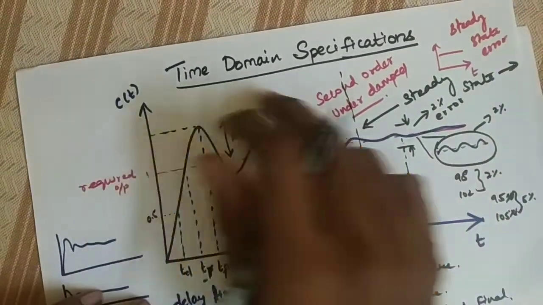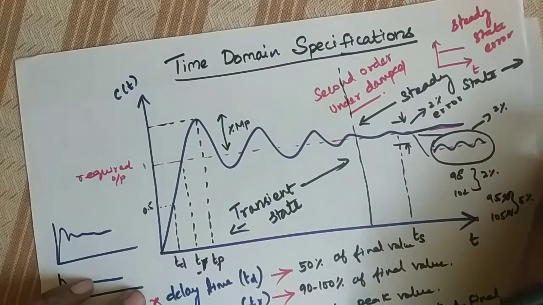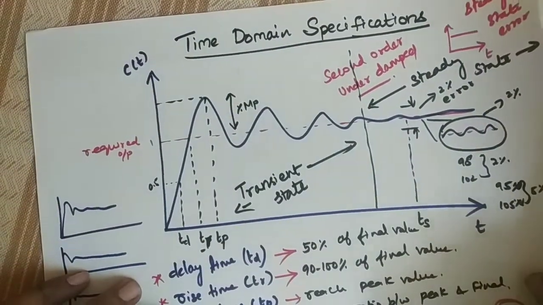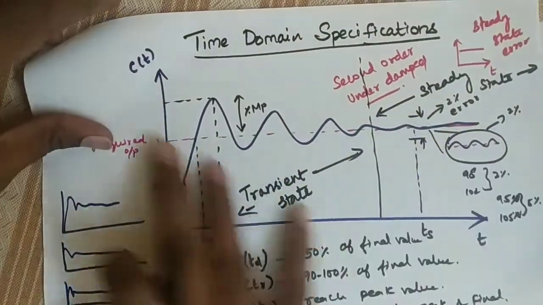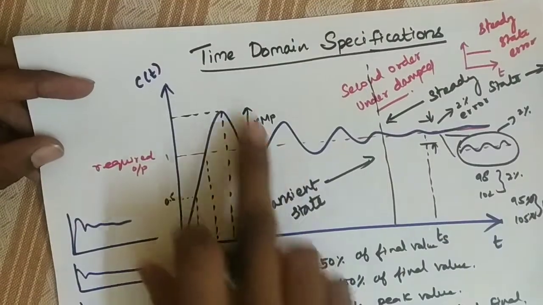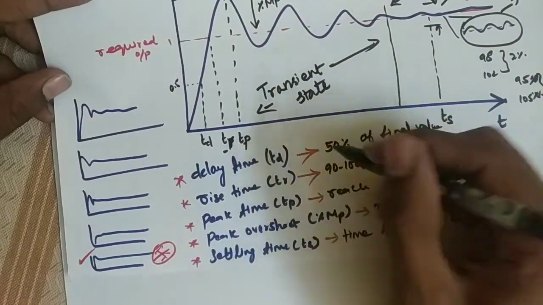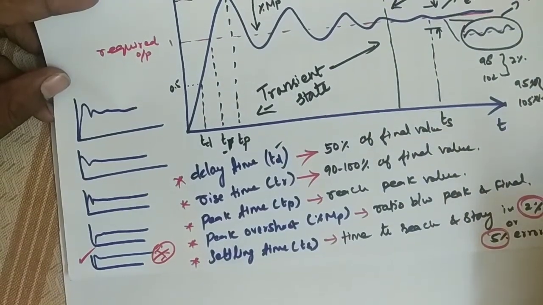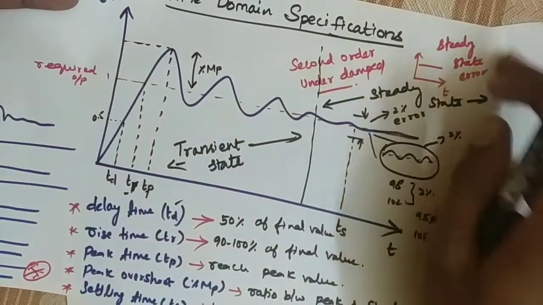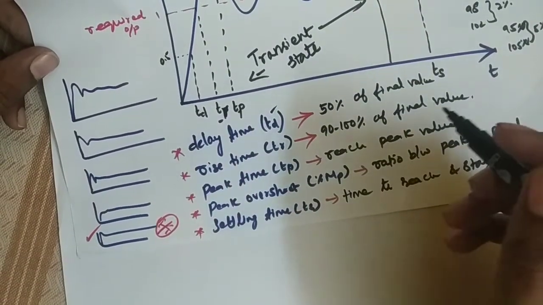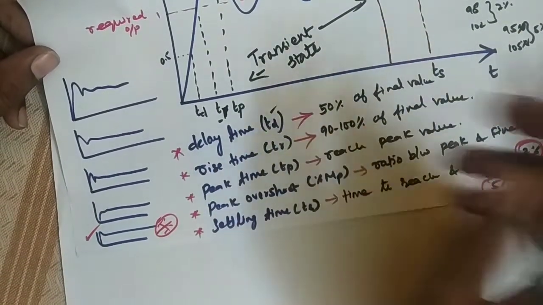Welcome to everyone. This video tutorial will be the continuation for the time domain specifications. We already discussed all our time domain specifications in the previous video, and we are going to derive the expression for each and every time domain specification. Other than the steady state error, we are going to concentrate on these five parameters in this video.